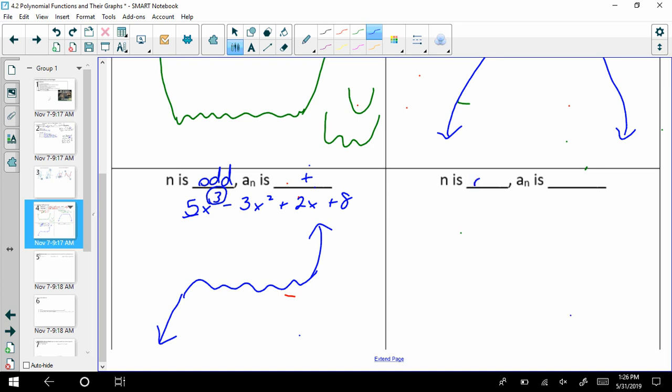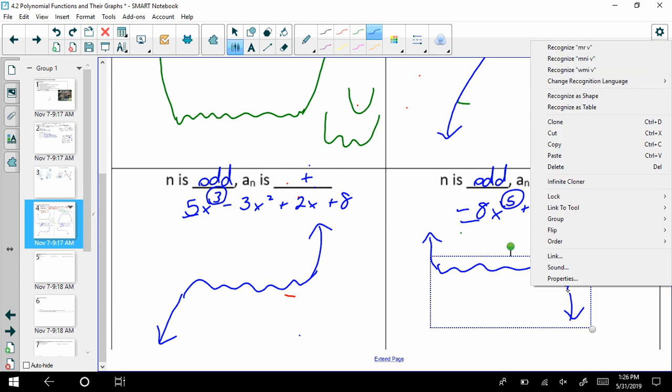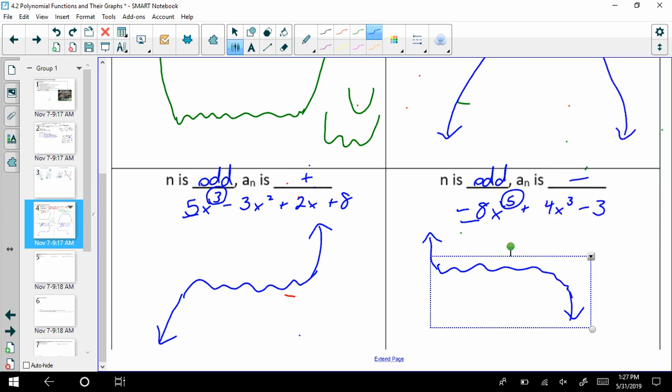And the last one, what if the highest exponent is odd and the number out front is negative? So again, I want you to think odd and opposite. That could be something like this. Highest exponent is odd, number out front is negative. So the ends are going to go opposite ways, but this time it's going to fall from left to right. So maybe something like that.